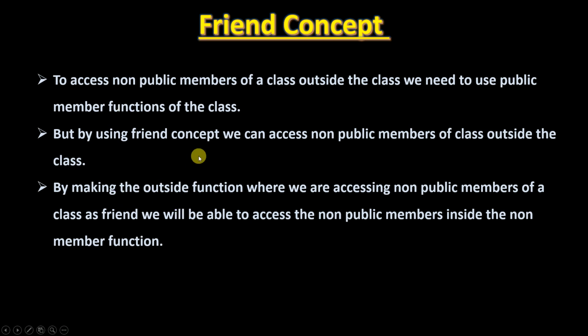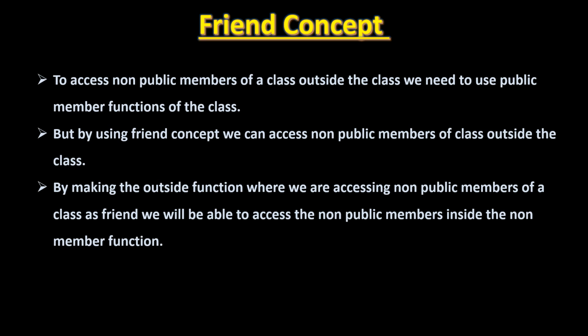What I'm meaning to say here is, how can I achieve that? By making the outside function, which is trying to access the non-public members of a class, a friend to your class. You have to say to your compiler that this global function is my friend. Whenever it is trying to access private members of my class, just allow it and don't give any compilation error. Generally, whenever you try to access non-public members of a class outside the class, you will get a compilation error.